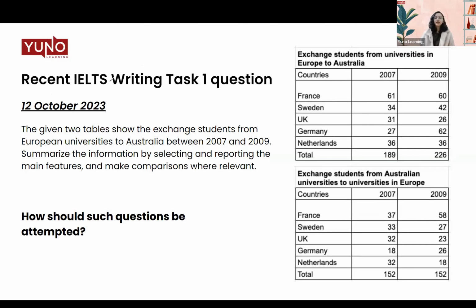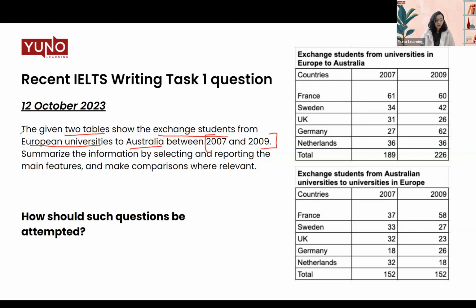So as usual, we'll start with the question itself. We'll understand the question properly, and then we'll move on to the answer type that we're going to follow. So let's see. There are two tables. What are they telling us? Exchange students. What do we mean by exchange students? That's students who went to this particular country, and then the exchange of students. How many students went there? How many students came back to European universities, to Australia between the years given, 2007 and 2009.